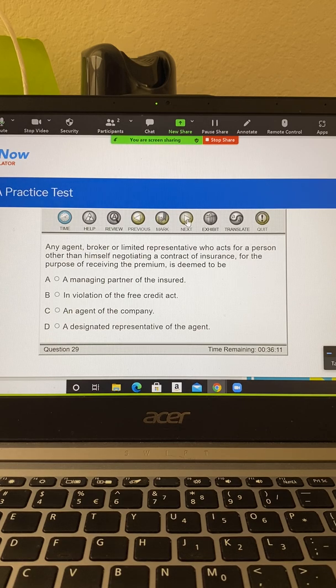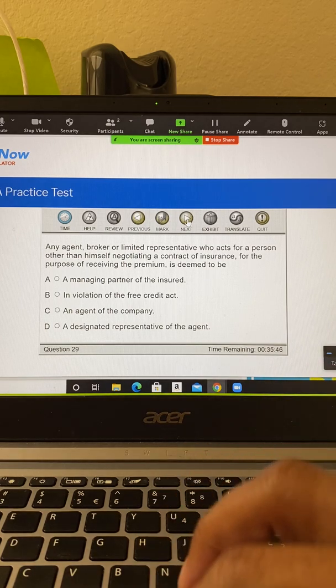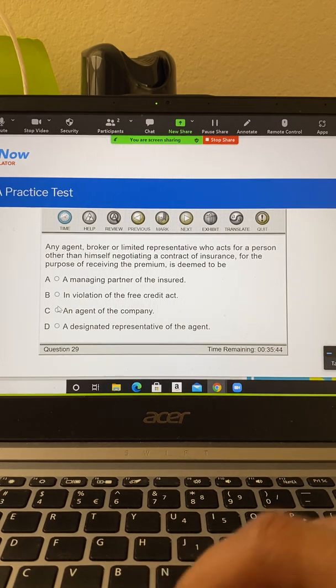All right, next. Any agent, broker, or limited representative who acts for a person other than himself in negotiating a contract of insurance for the purpose of receiving the premium is deemed to be... C. All right, let's go with that.